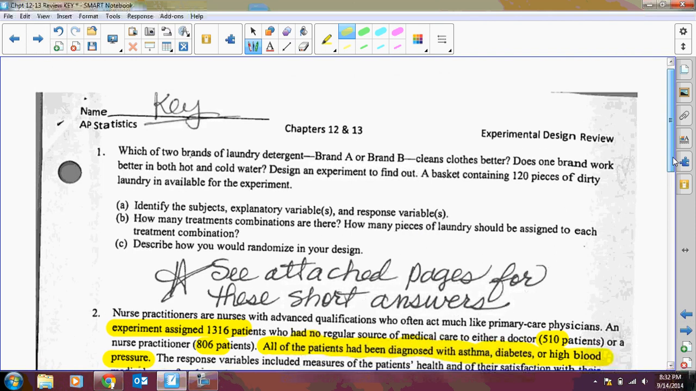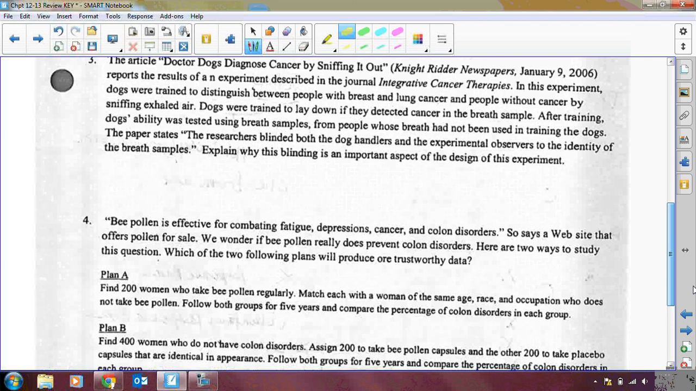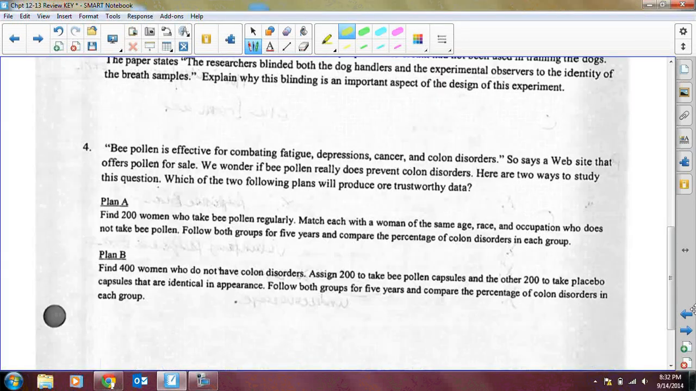All right, and the last one is about the bee pollen, and there are two different methods. Plan A had this situation where you had 200 women. Some took bee pollen and some did not, and then they just followed them. So essentially, this first plan is an observational study because you just identified what the women were already doing.